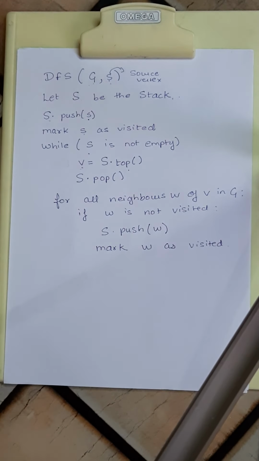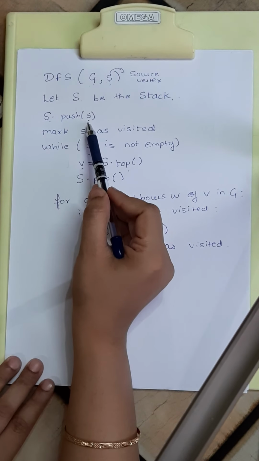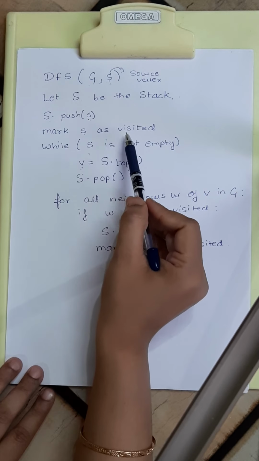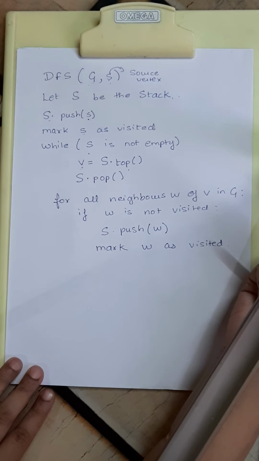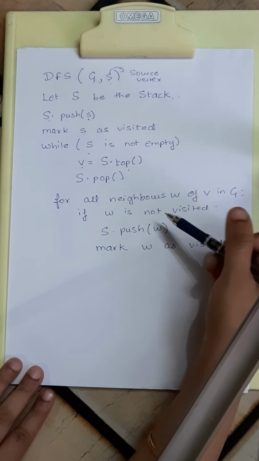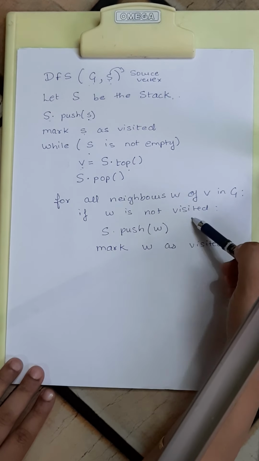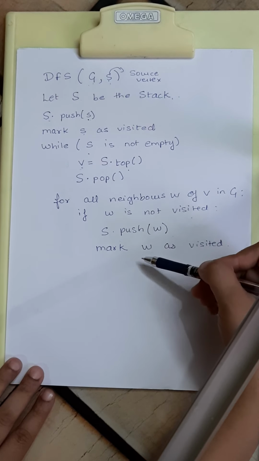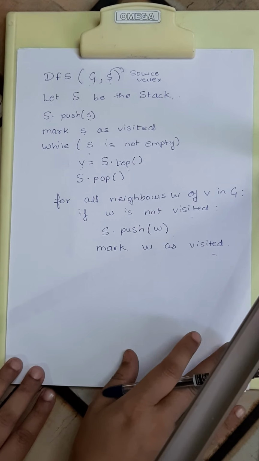So this is the pseudocode for DFS. Here we are receiving two parameters. The first one is the graph, the second one is the source vertex. And in DFS we take a stack for implementation. So in the stack we are inserting the source vertex and marking it as visited. If the stack is not empty, then you have to pop the topmost node, and check the neighbors of that popped node. If any neighbor is not visited, then you have to push it on the stack and mark it as visited. This is the pseudocode for DFS. Now we'll discuss an example on this.